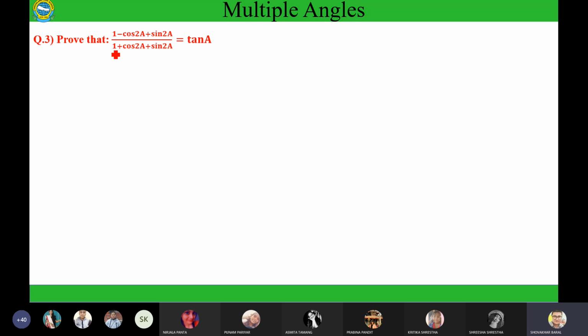So as I told you earlier, here is 1 minus cos 2a and 1 plus cos 2a. We have the smell of formula in these particular terms. In place of 1 minus cos 2a we can use 2 sin square a, and in place of 1 plus cos 2a we can use 2 cos square a.